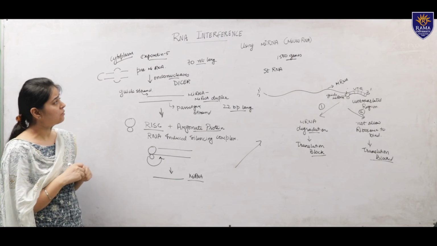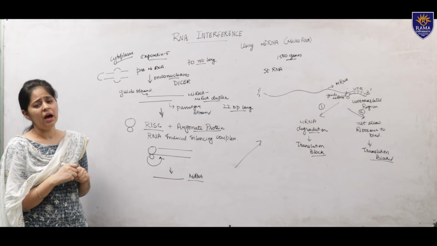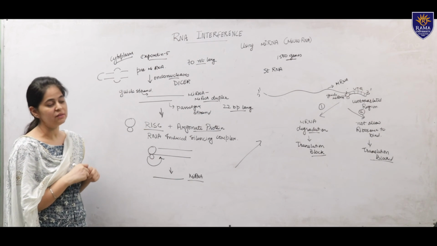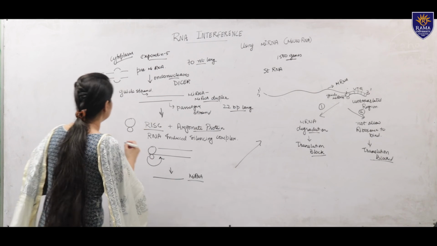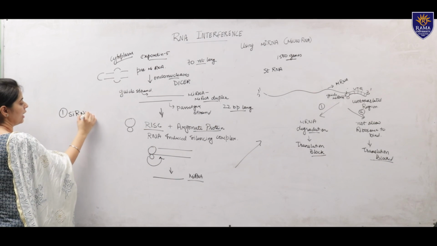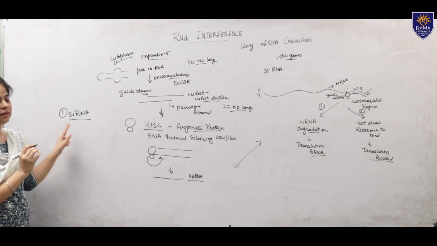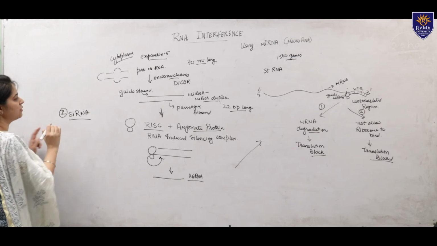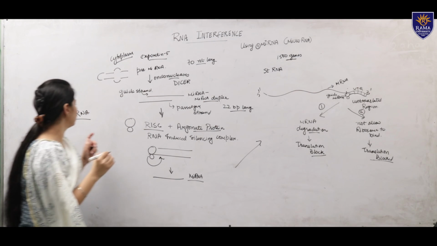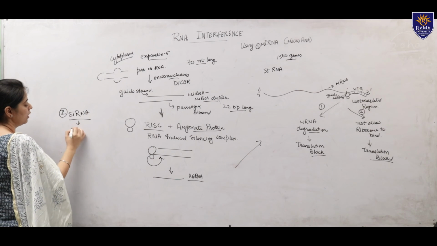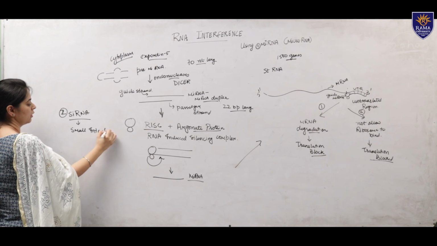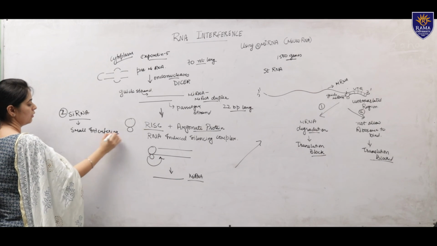Similarly, RNA interference also happens with the help of other RNAs, and one such technique is siRNA. This is the second technique, because the first is what we have been talking about. This siRNA is known as small interfering RNA.